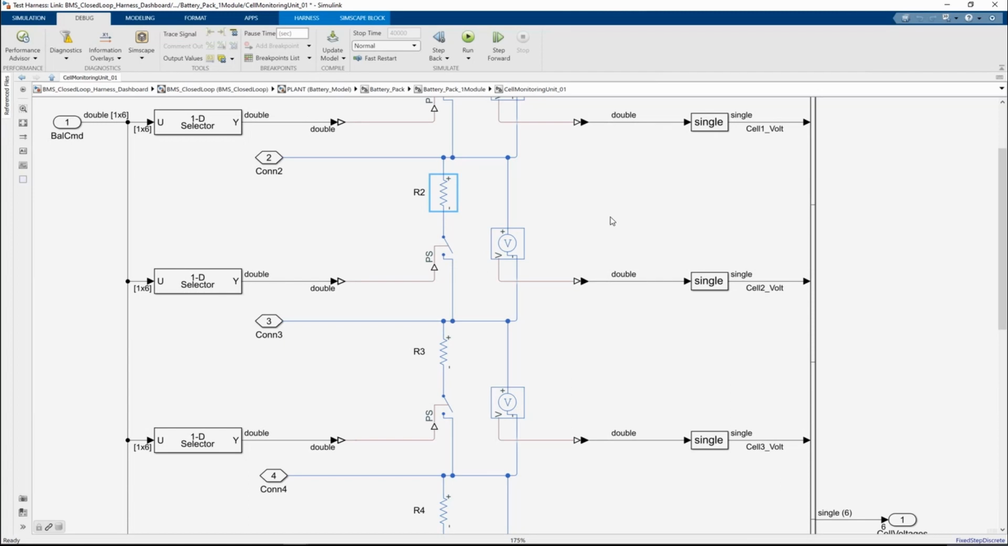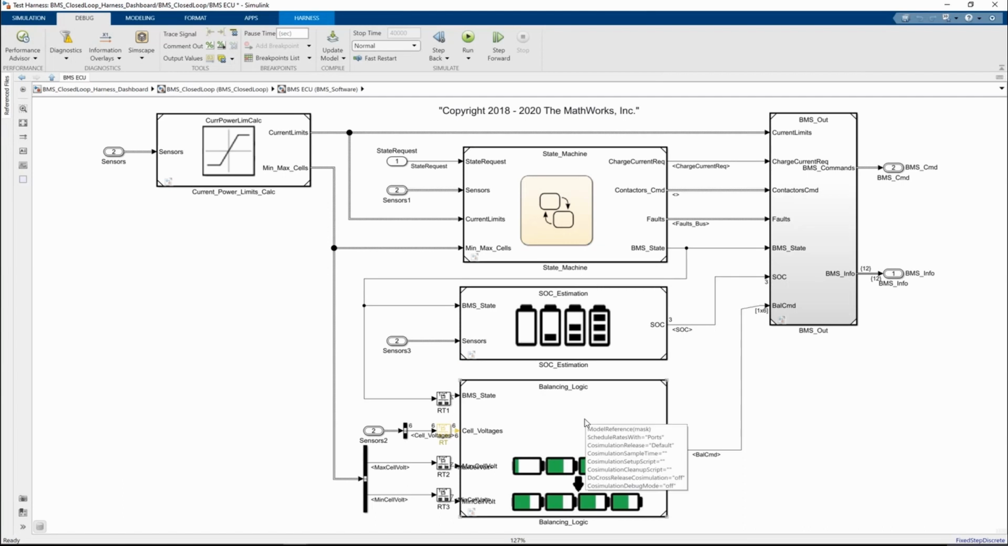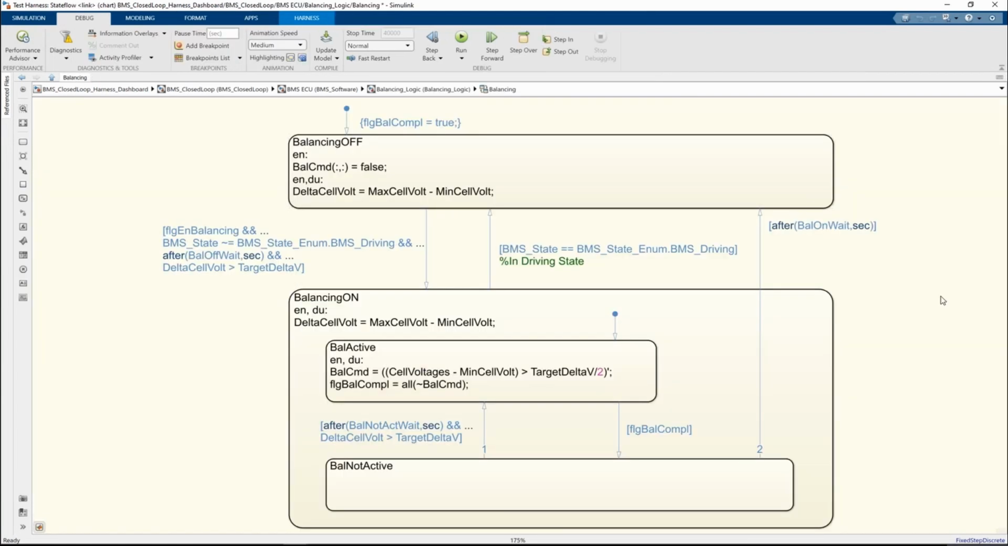Commanded by the balancing logic from the BMS algorithm, these switches selectively close when their corresponding cell needs a partial discharge to lower its SOC. The balancing state logic calculates the voltage difference between the highest and lowest cell voltages. And based on whether this difference exceeds a design value, it activates passive balancing.